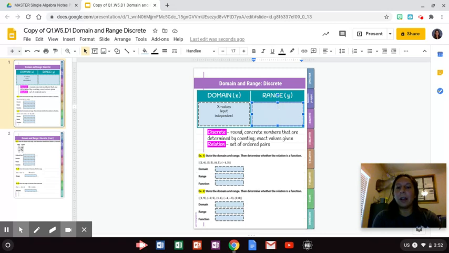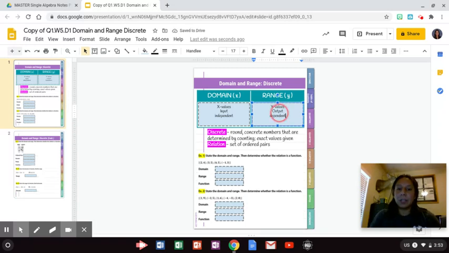Range are your Y values. So if your input is your domain, your range has to be your output. And if domain is independent, your range has to be what we call dependent.